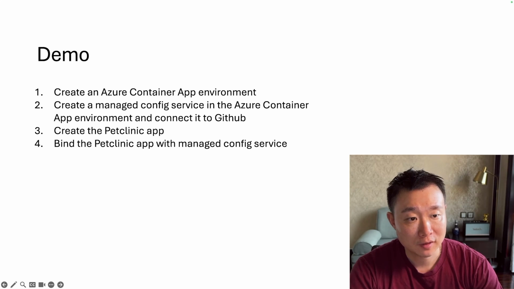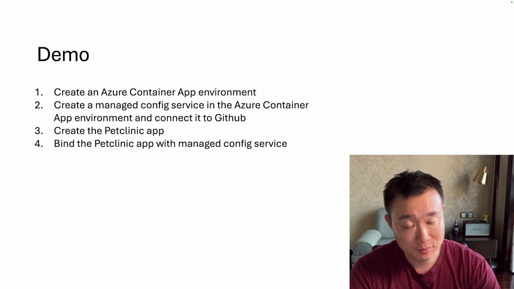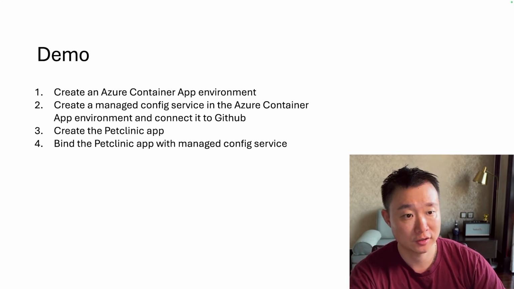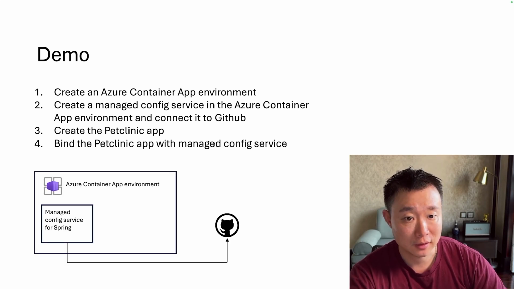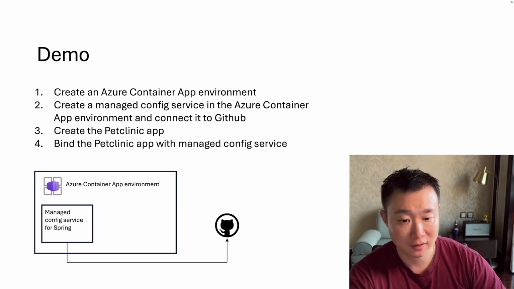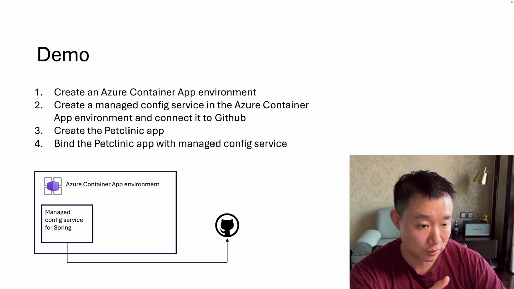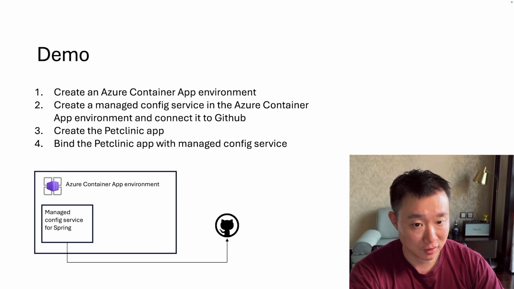We're going to use a modified version of Pet Clinic to demonstrate managed Java components. This demo involves 4 steps. The first step is to create an Azure Container App environment. This is where the managed config service will live. The second step is to create the managed config service itself, and then we will connect the config service to a GitHub repository where we have configurations defined.